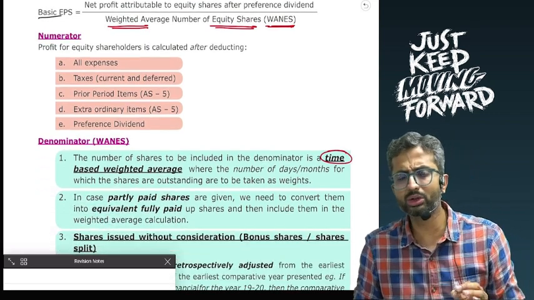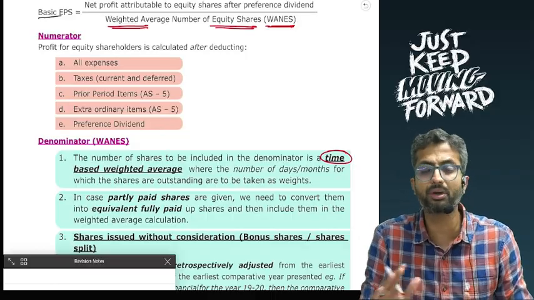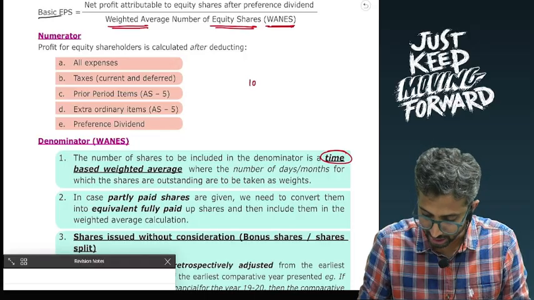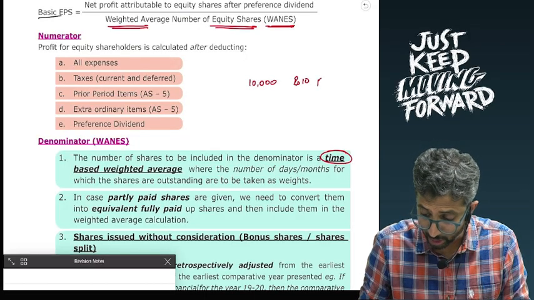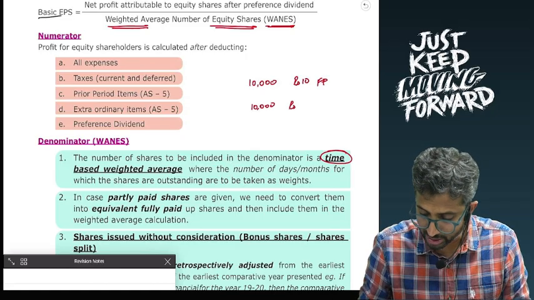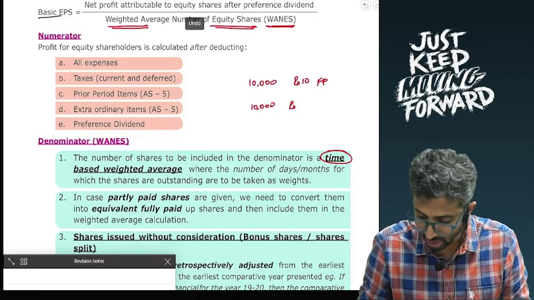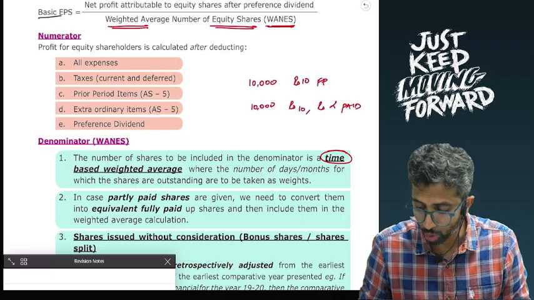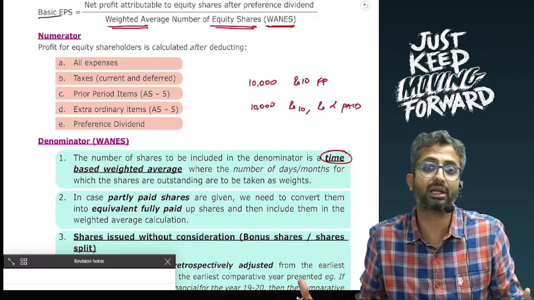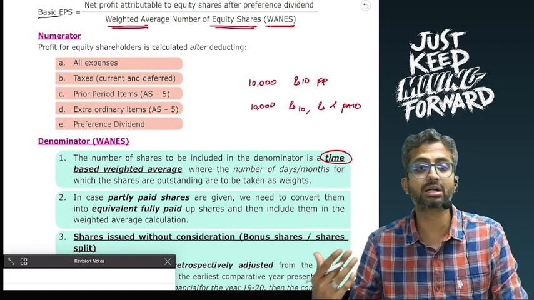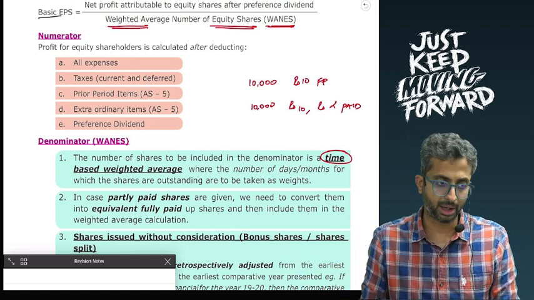Now we will try to do this with numbers, but before that there is also something called a partly paid up share. Now I might have 10,000 shares as a company which are of rupees 10 each, fully paid. There may be another company which has 10,000 equity shares. However, these are shares of rupees 10 each, only rupees 2 paid. Now, is the capital available with both the companies the same? Well, one can say there are 10,000 shares.